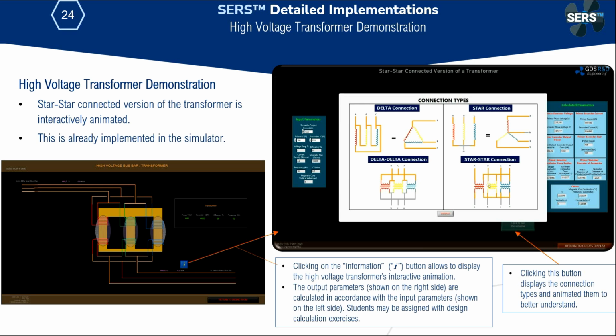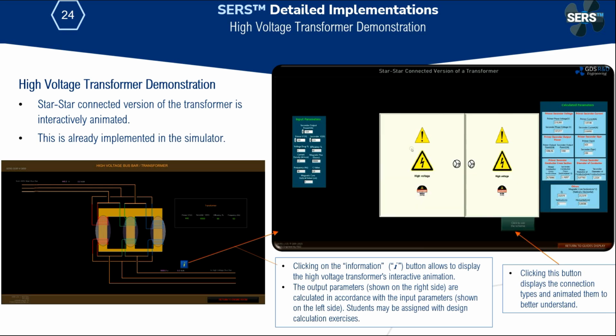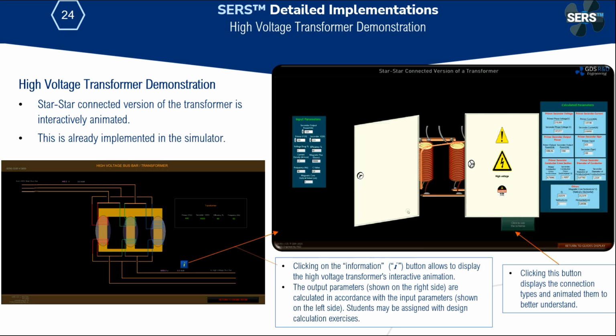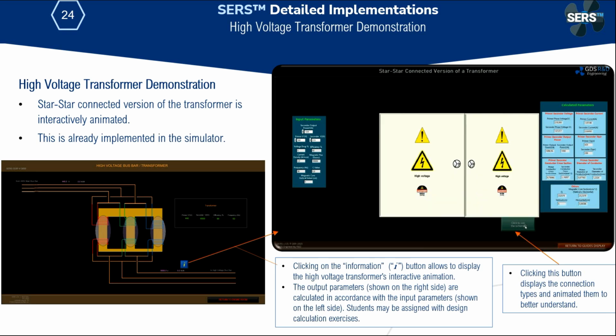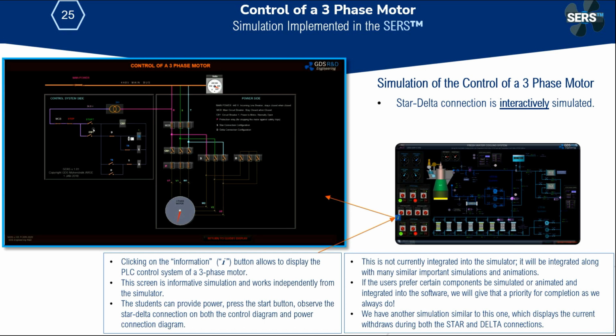In fact, using the input parameters shown on this additional screen, and calculated parameters, students can be assigned additional exercises. Students may need to calculate the output parameters for the given input parameters. This could be a good exercise. And this is also another additional simulation, a capability that is already in the simulator. This is showing the simulation of the control of a three-phase motor. The star delta connection is interactively simulated as shown on the screen.